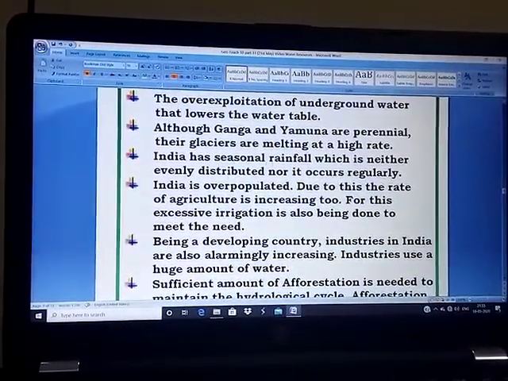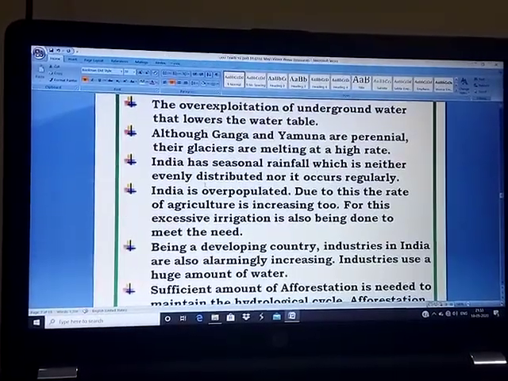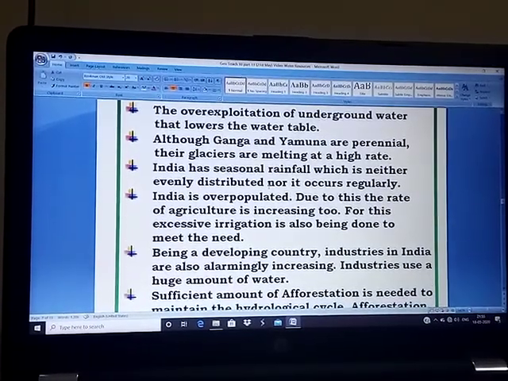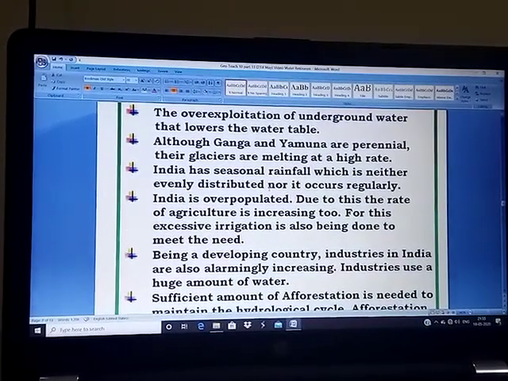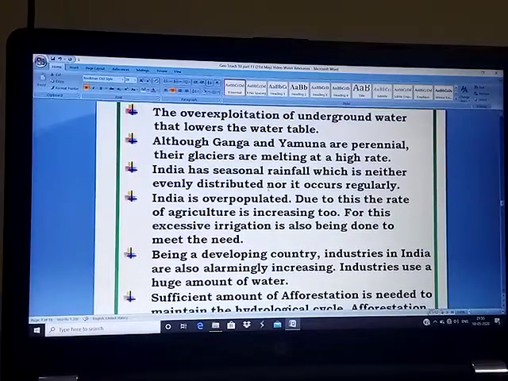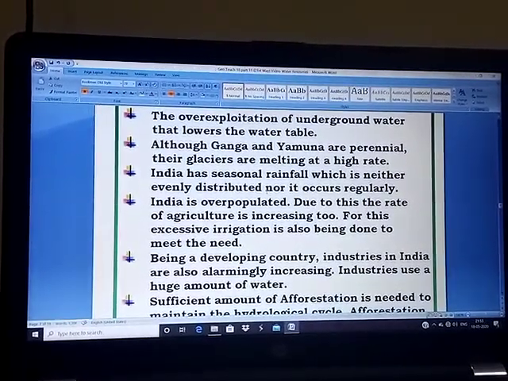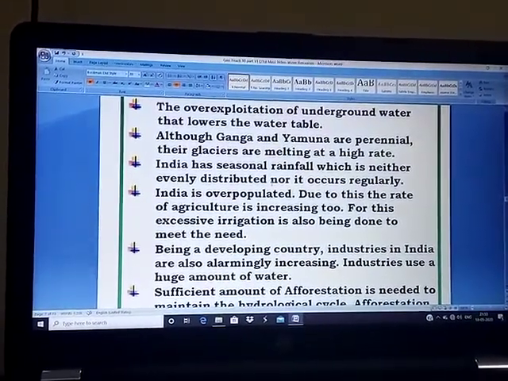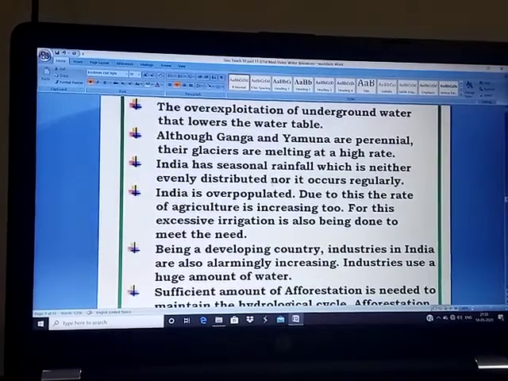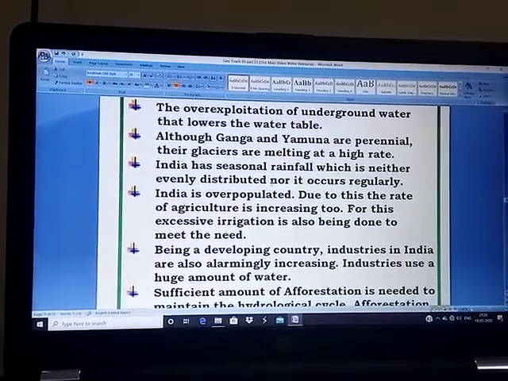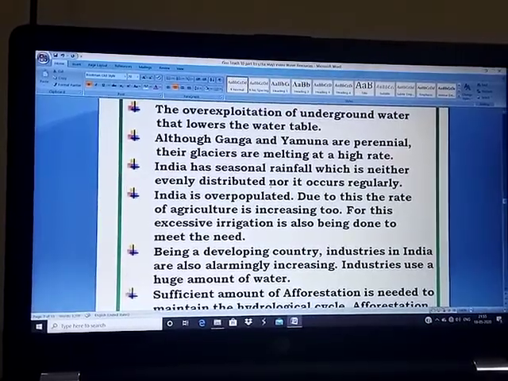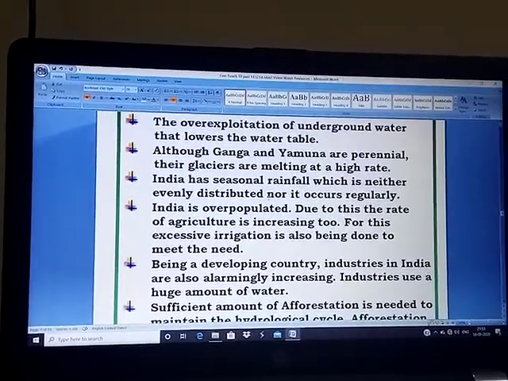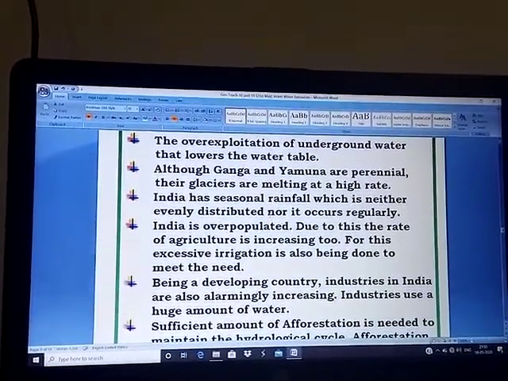India has seasonal rainfall which is neither evenly distributed nor does it occur regularly. Some years it may have too much rainfall, some years there may be no rainfall at all, drought. Or some places of India may have rainfall, some places may not. So our main source of water in India is rainfall. We cannot produce water in our laboratory or factory. It is natural. So we have to respect and save our nature, save our rain or water.